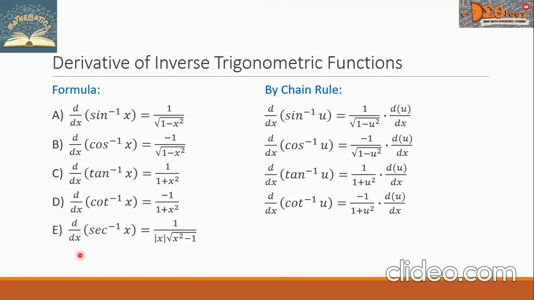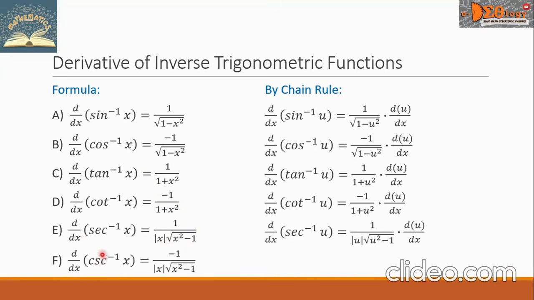Next is the derivative for secant inverse x. This is equal to 1 all over the absolute value of x times the square root of the quantity x squared minus 1. By chain rule, the formula becomes like this.